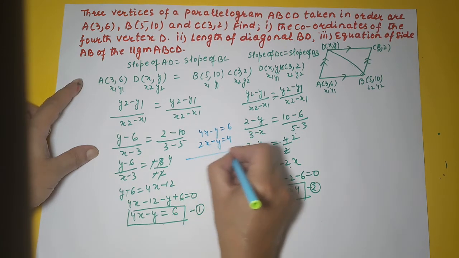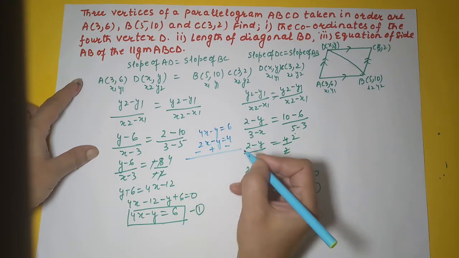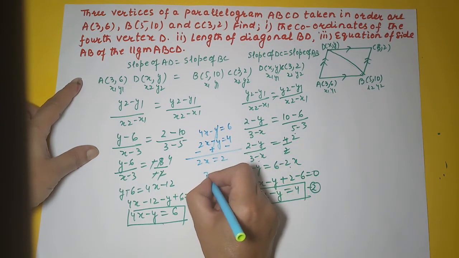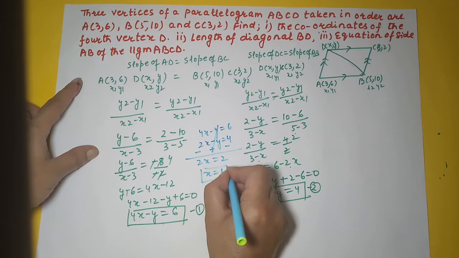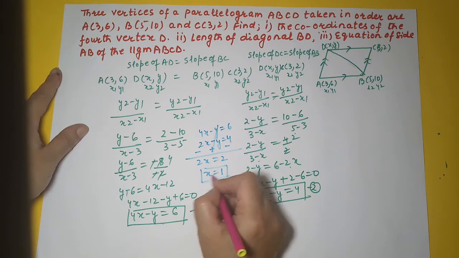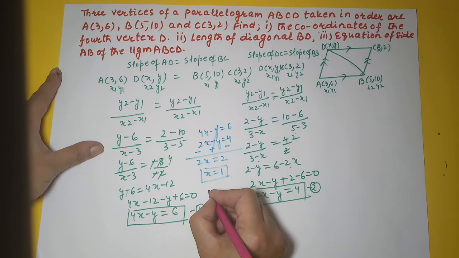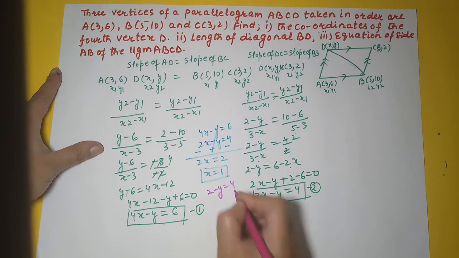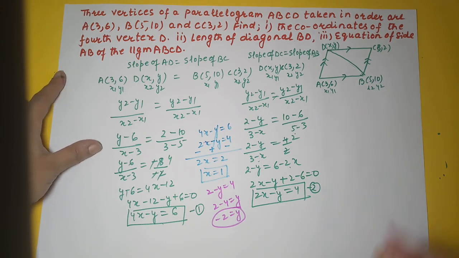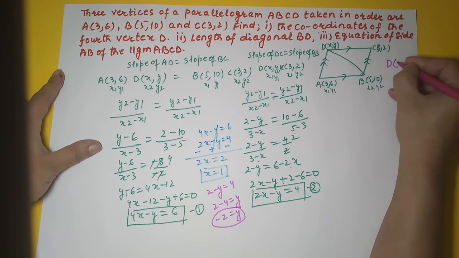So let's subtract these two equations. This will become plus and minus. This will go, so 2x equal to 2. You got the value of x as 1. You found x. Now you have to find the value of y. How do we find the value of y? Substitute this value of x in any of the equations. So you get 2 minus y equal to 4. So 2 minus 4 equal to y, minus 2 equal to y. So you got the value of y also. So what are the coordinates of D now? They are 1 and minus 2.